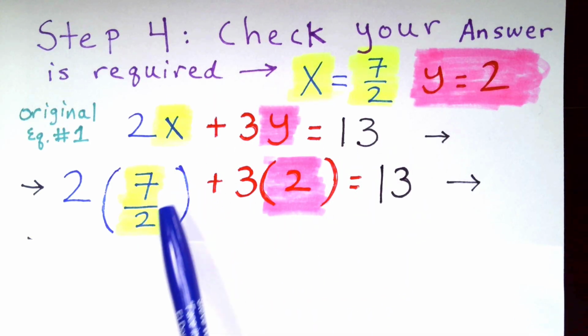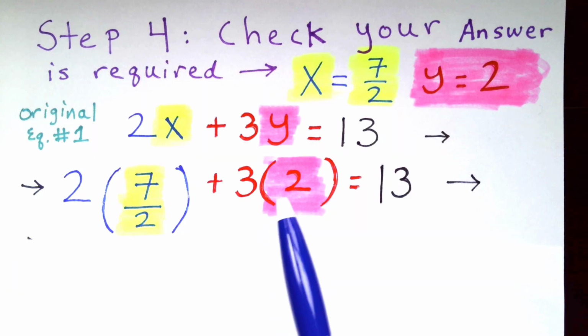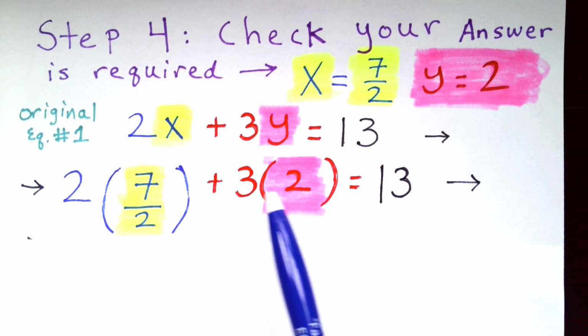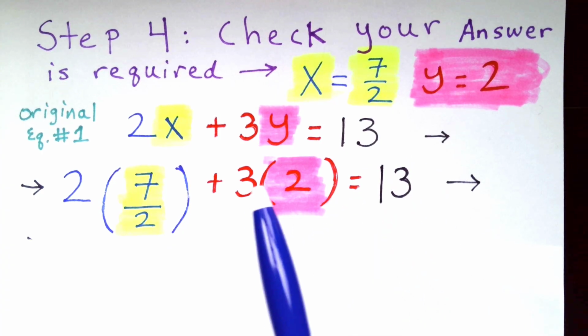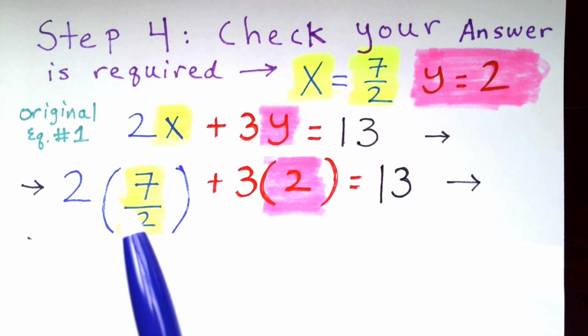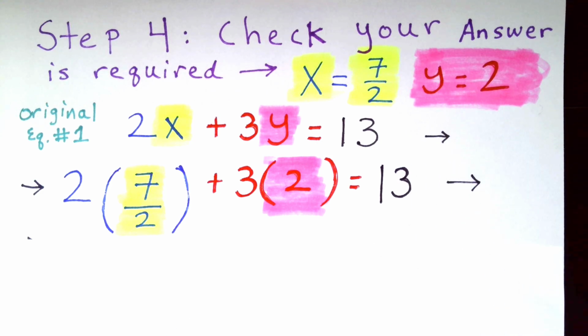I'm going to substitute 7/2 for x. I'm going to substitute a 2 for y. And then I'm going to start to simplify on the left side of the equal sign. The goal is to get this number 13 on the left side of the equal sign. 13 equals 13. That means x and y have got to be 7/2 and 2.